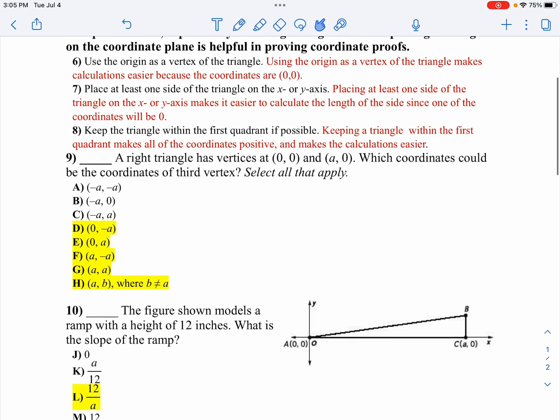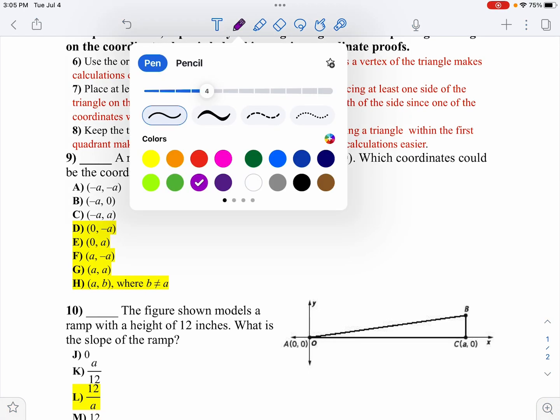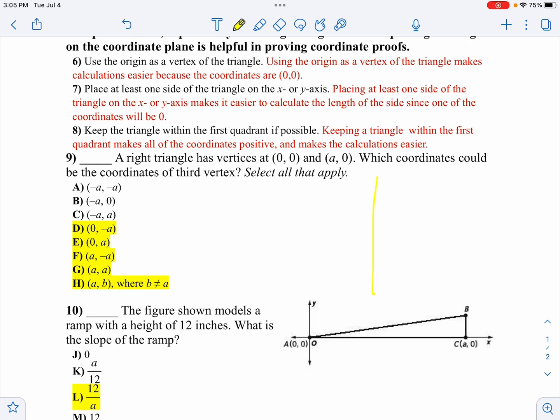Number 9, we have coordinates of an isosceles triangle, of a right triangle, I should say. So if I've got 0, 0, and over A, up 0, now where would be the third coordinate to give me one that gives me a right triangle? If I do negative A and negative A, notice that that's not going to be a right triangle. There's no reason it has to be a right triangle.